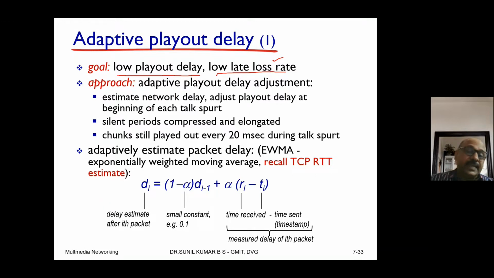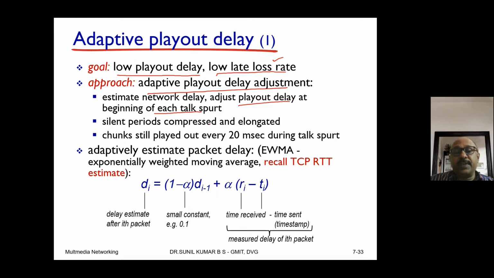For this, there is a technique called adaptive playout delay adjustment. Basically, it will estimate the network delay. Estimation is the pre-work done in the network, and it will adjust the playout delay at the beginning of each talk spurt. Before starting the communication, it will analyze the possible delay in the network, calculate it, and fix the playout delay appropriately, and it is adjustable also.